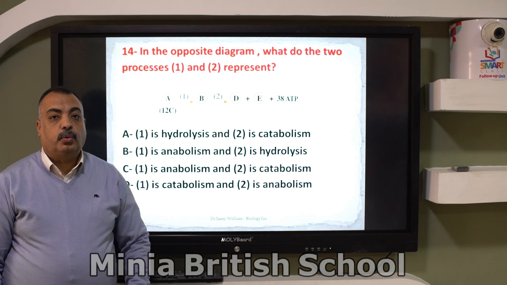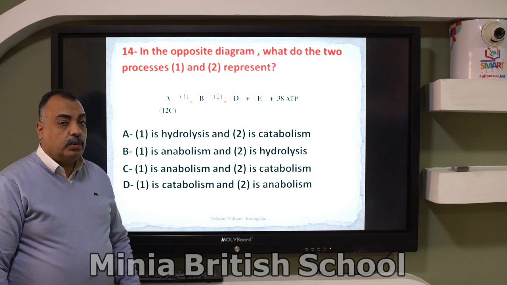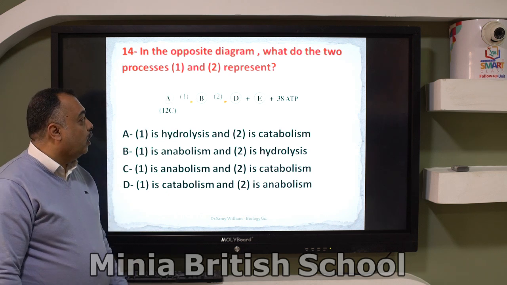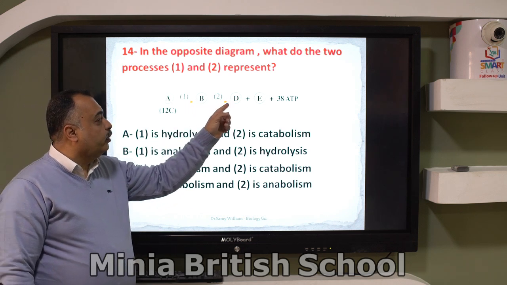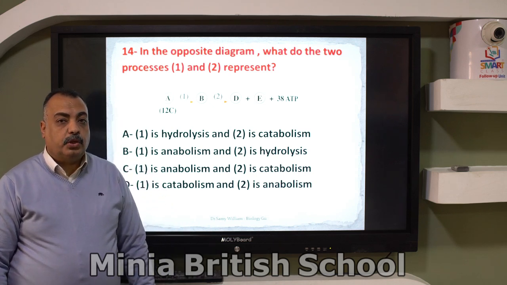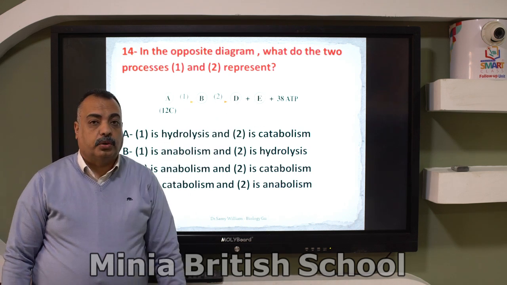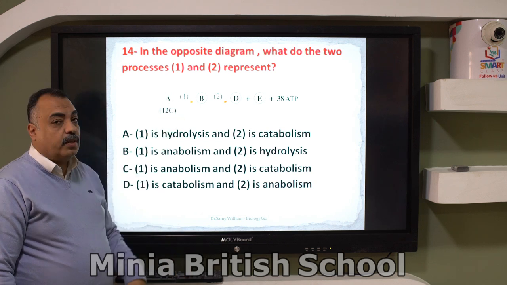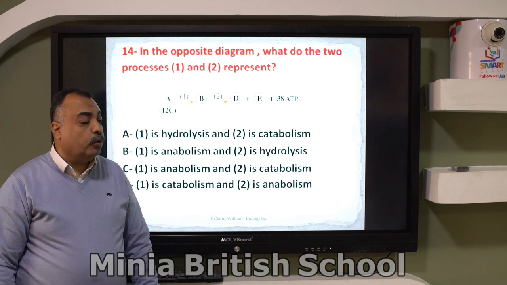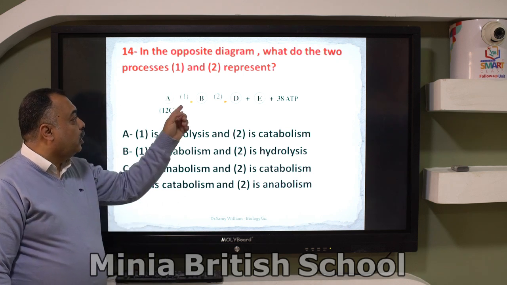Actually, before we answer this question, we need to analyze the equation. There is a 12 carbon molecule, which is maybe a polysaccharide. And here is B, which is transformed into D and E, and 38 ATP. It represents the equation of respiration, in which glucose is transformed into carbon dioxide and water. So A is a polysaccharide, maybe starch. Here B is glucose, and D and E are carbon dioxide and water. Process 1 and 2.